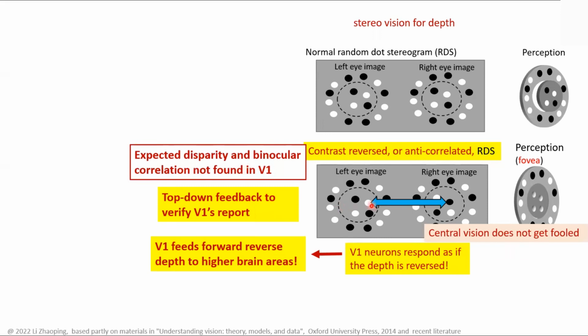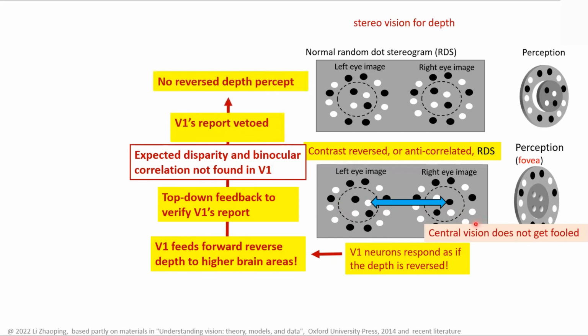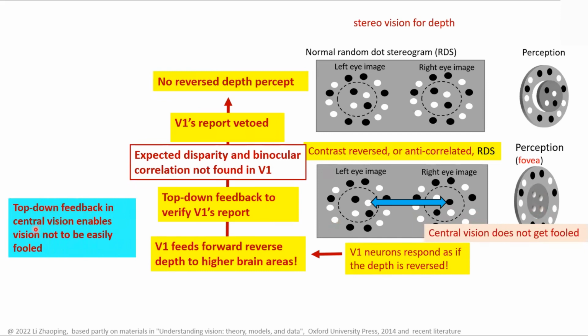And worse yet, a black dot becomes a white dot in the other eye, that you're telling me is fake news. And so therefore veto the fake news, therefore you never see the fake news. Well, without fake news, there's no real news, so therefore you see nothing, neither front nor behind. Now, that means the top-down feedback in central vision enables the vision not to be fooled, so enables the vision not to be adversarially attacked. Yeah, that's what it means.